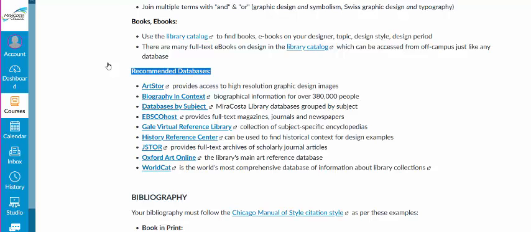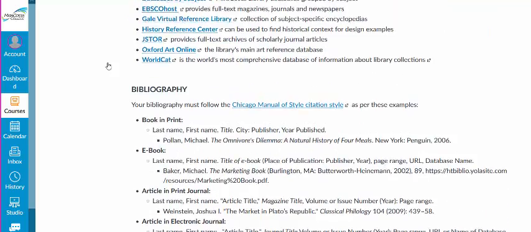MiraCosta Library subscribes to hundreds of databases. These are the most important ones that you'll be using in this class, but have a look at their other databases because you'll find, I'm sure, a lot of databases that you'll be interested in. But these are the most important ones for this class.